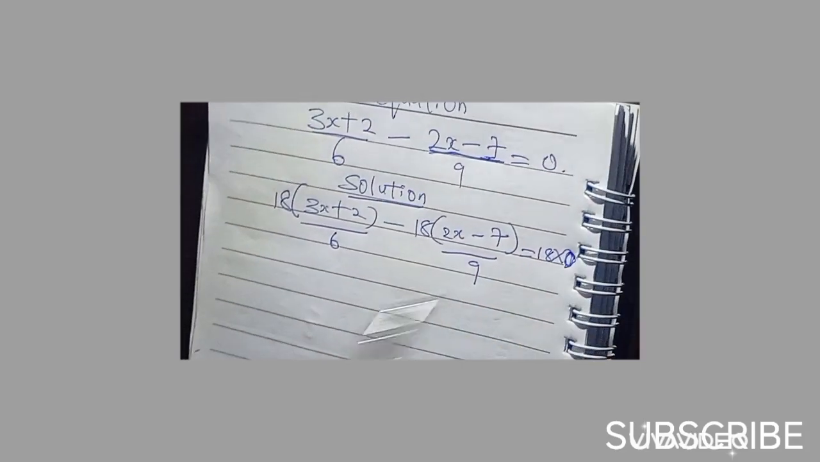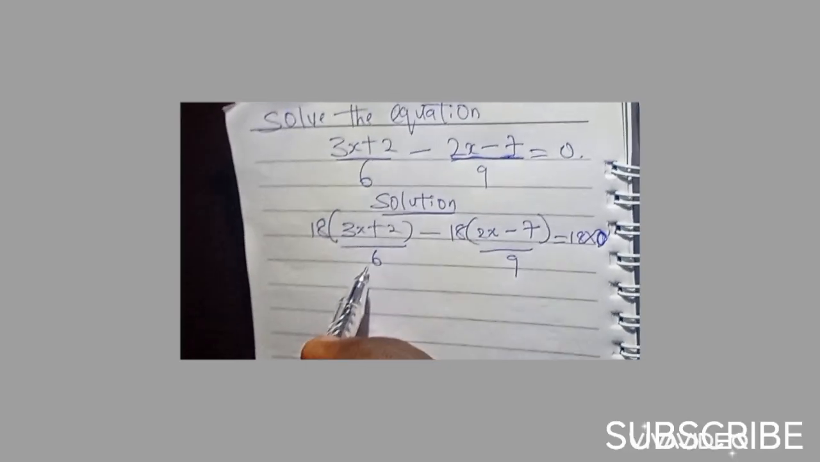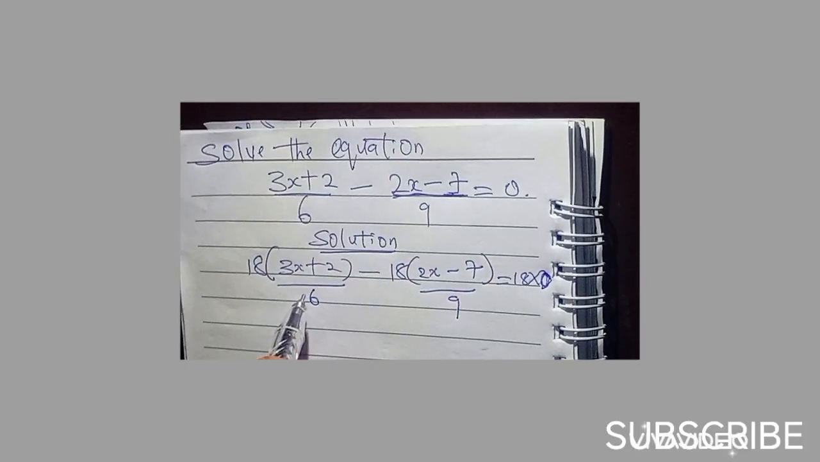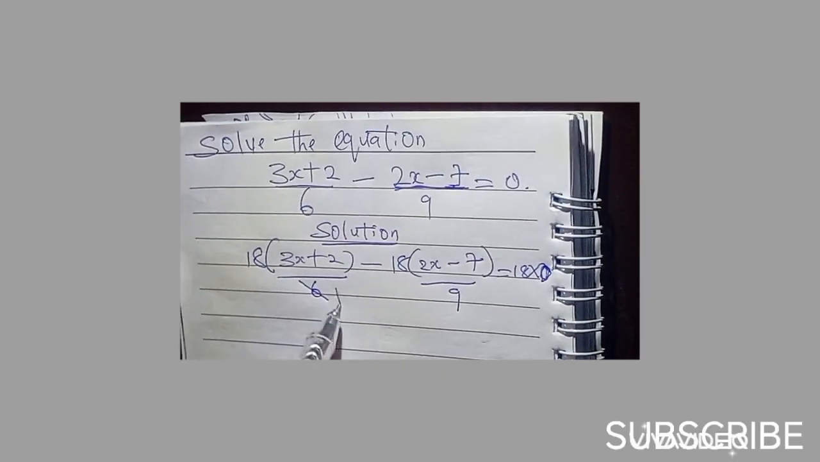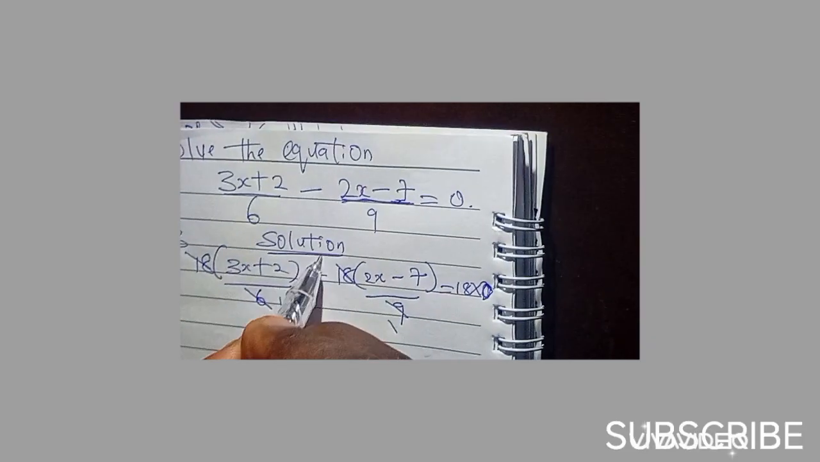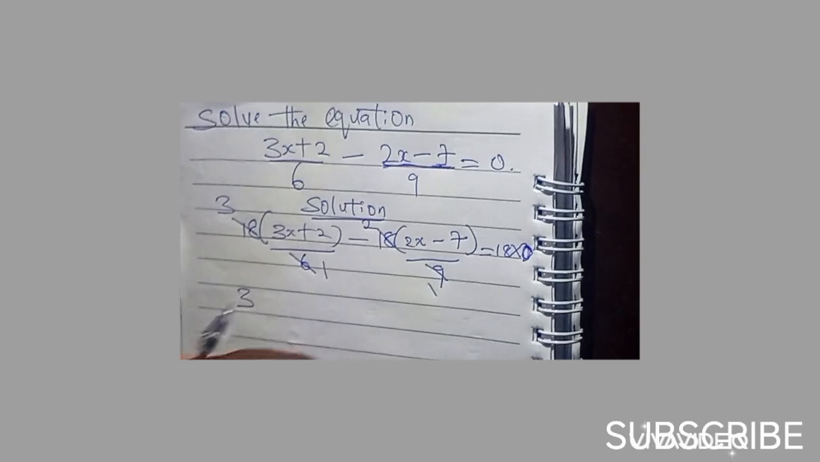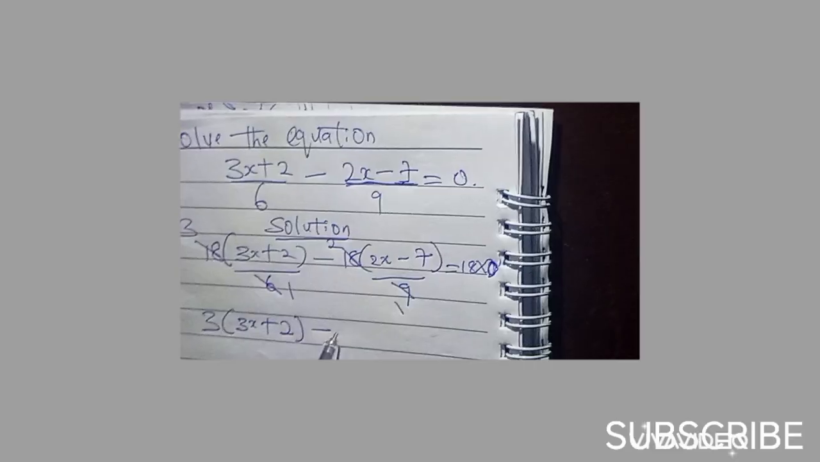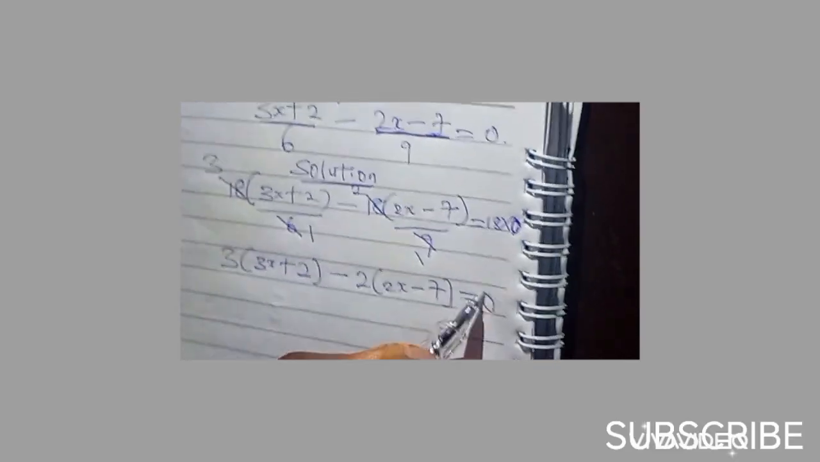Now, when we have done this, we use the denominator to cancel out 18. We use the denominator in the first term and the second term to cancel out 18. By that we mean 6 here 1, 6 here 3, 9 here 1, 9 here 2. 18 times 0 is 0. So we now have 3, open the bracket, 3x plus 2, close the bracket, minus 2, open the bracket, 2x minus 7, equal to 0.